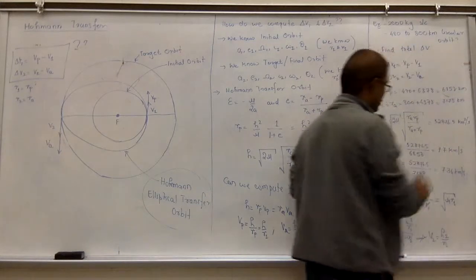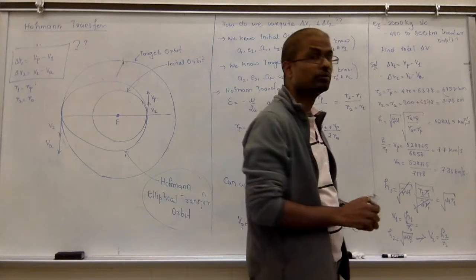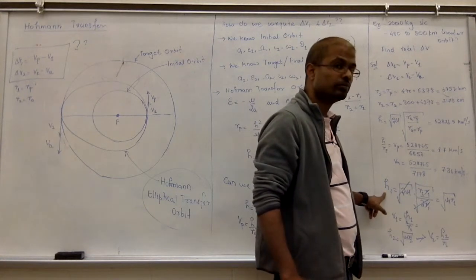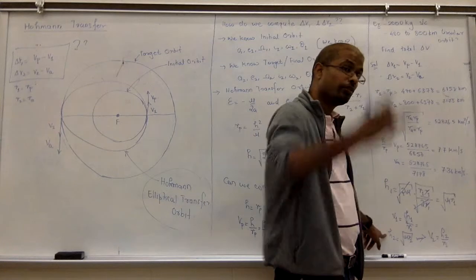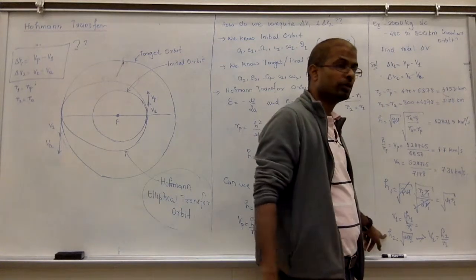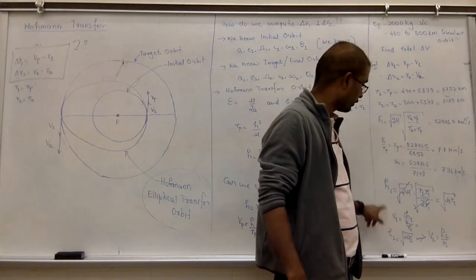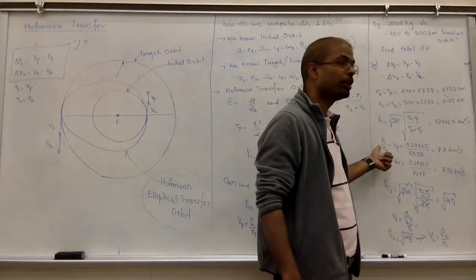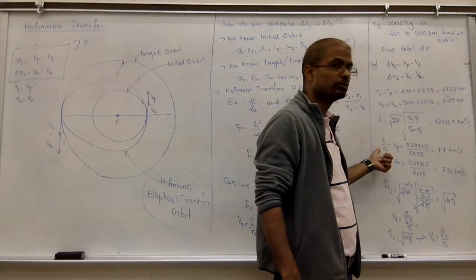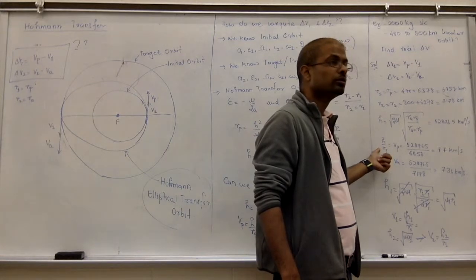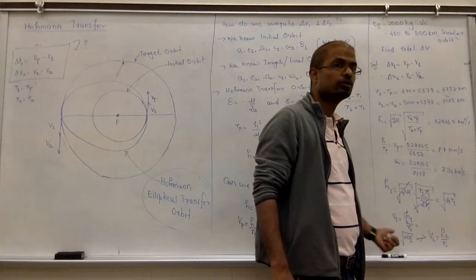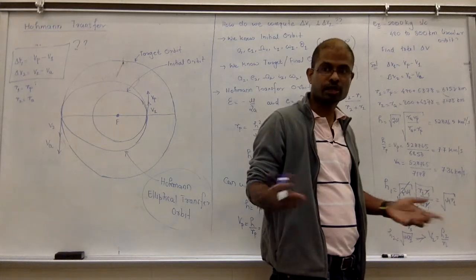Alright, let's use that to represent. You said this H1 is for the circular orbit, right? This H2 also is for the circular orbit, the bigger one. We have to go from orbit 1 to orbit 2, and this is the intermediate transfer orbit. Initial is H1, the target is H2. Does everybody follow?